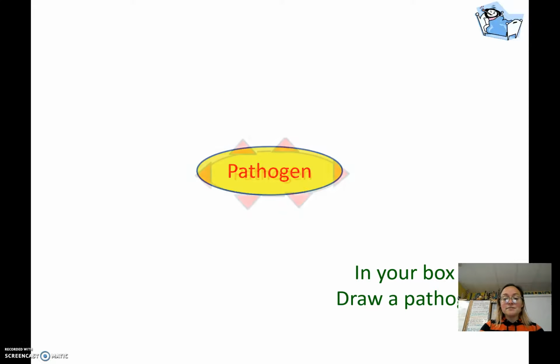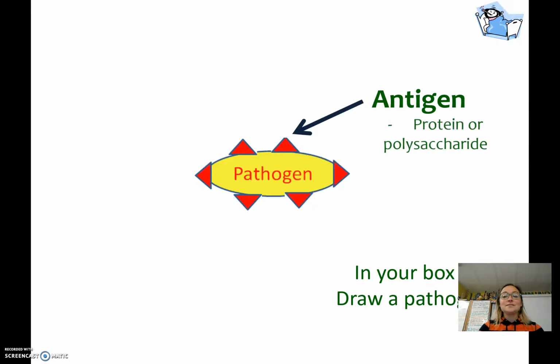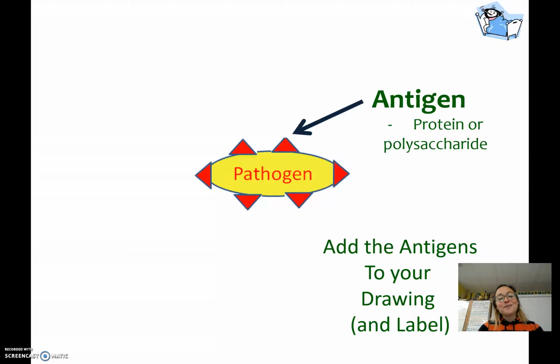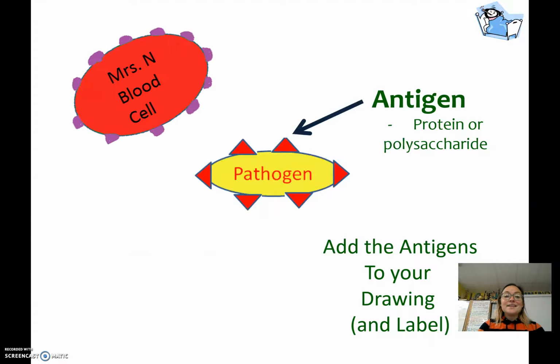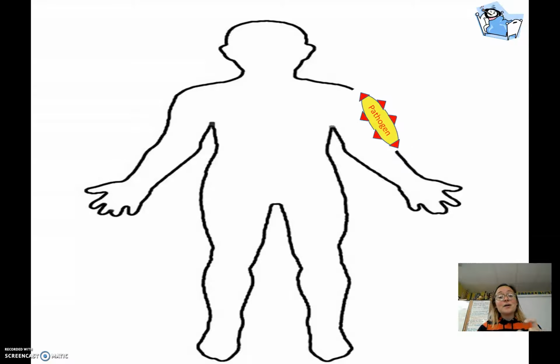So now here we have a pathogen. And the pathogen, you can draw in box 7, and then go ahead and add these triangle things to your drawing called antigens. Now, these antigens are a protein or a polysaccharide. So add antigens to your drawing and label it. Now, when a pathogen enters our body, do you think an immune system cell is going to be able to tell the difference between my cells and a pathogen? Yeah, of course, because the carbohydrate chains or the proteins on the surface are different.